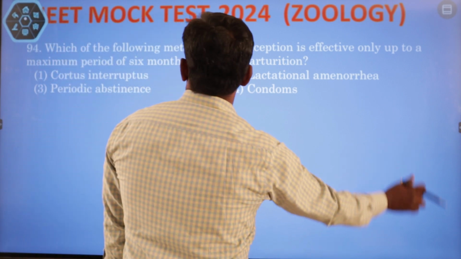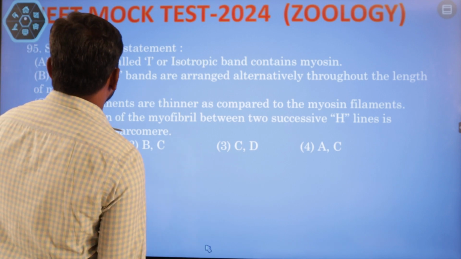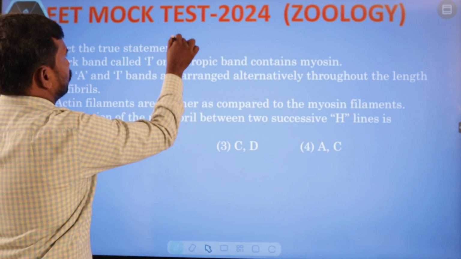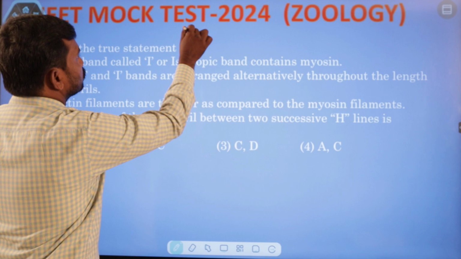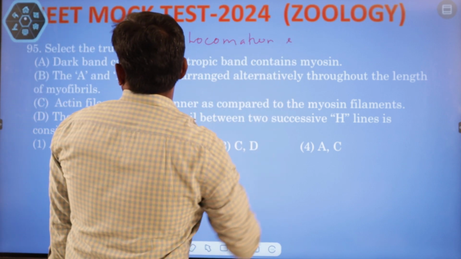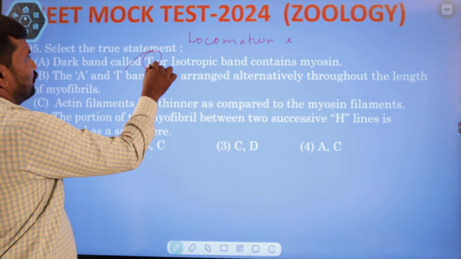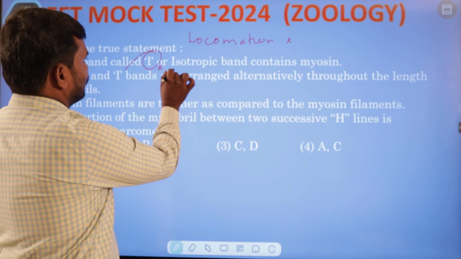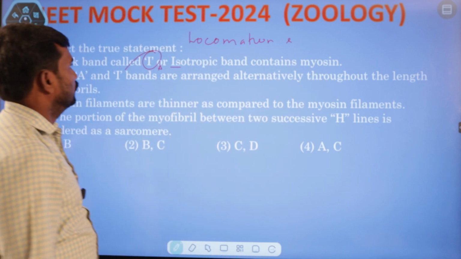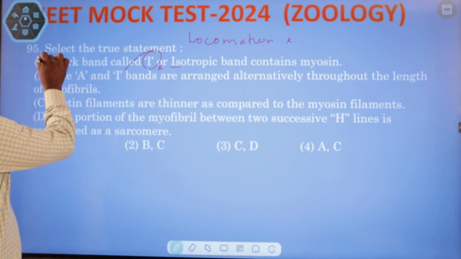So question number 95. Select the true statements. Very well. The question is coming from locomotion and movement. The dark band is called the A band. The I band is the light band. The dark band is considered the A band. The A band is otherwise called the anisotropic band. It contains myosin. Dark band only contains it. Yeah. But this is A. Actually, if A is correct, everything is correct. So this is the irrelevant statement.